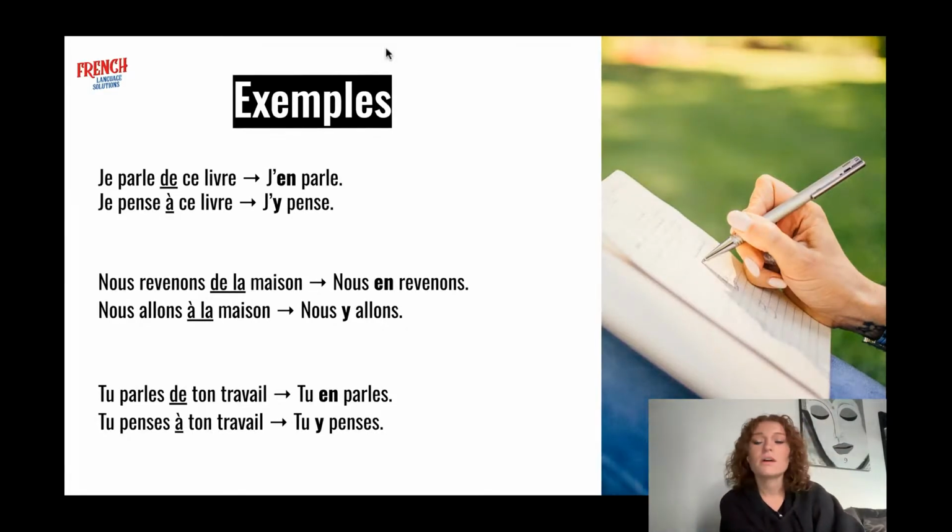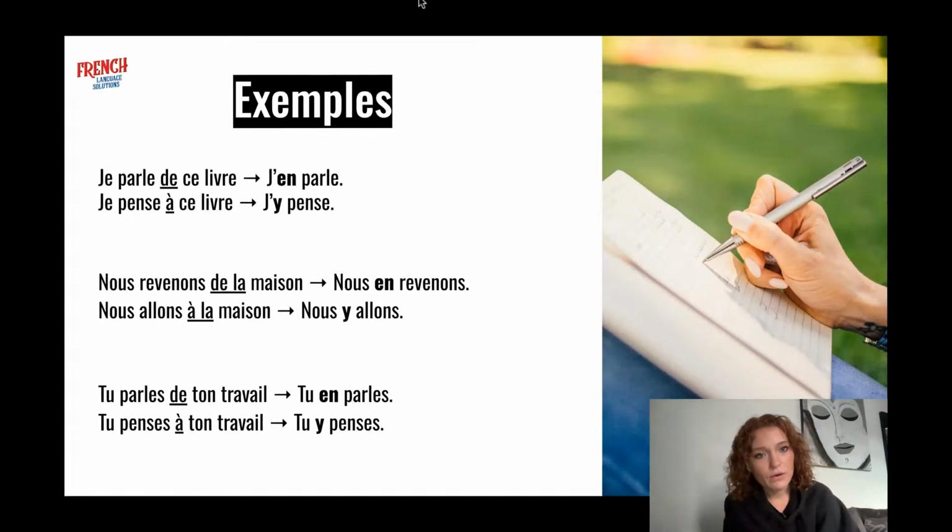So this is cool. It's just like a habit, but it's not that complicated. You just need to know that depending on the preposition that you have in your phrase, if it's de, you replace it with en. If it's à and all of the little declinations, au, etc., à la, you can put the Y.